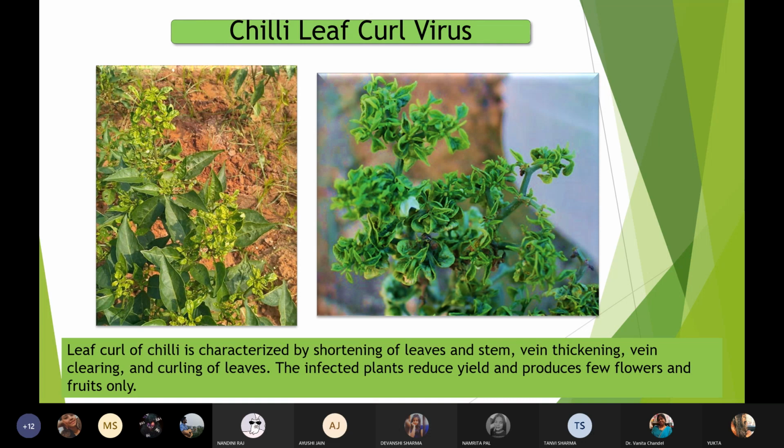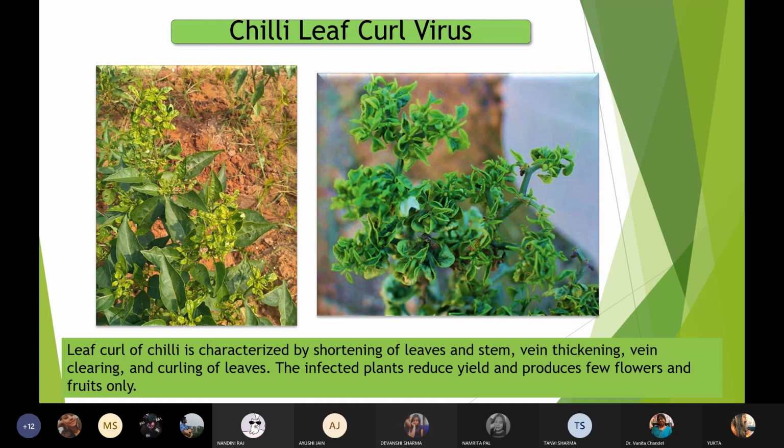This is the chili leaf curl virus. Chili is an indispensable ingredient of Indian cuisines, as we all know. Leaf curl of chili is characterized by shortening of leaves and stem, vein thickening, vein clearing, and curling of leaves. The infected plants have reduced yield and produce few flowers and fruits only.